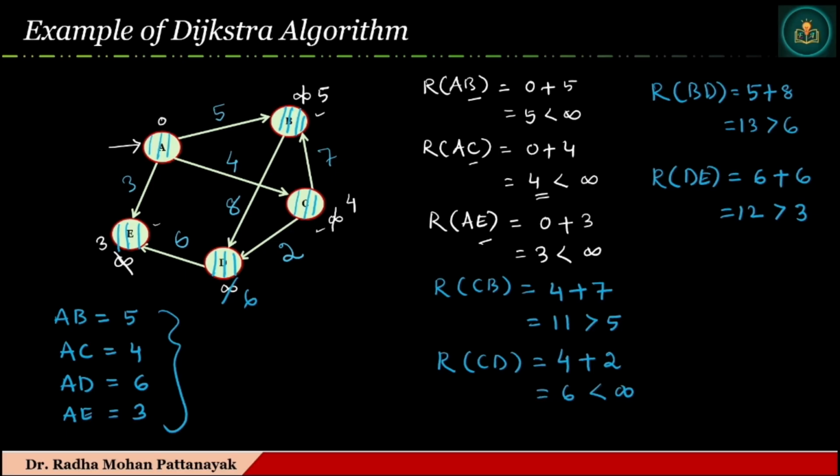I hope everybody understood. In this lecture, I discussed the concept of Dijkstra algorithm with an example to find the shortest distance to any node from the source node in a graph G. Hope everybody understood it.